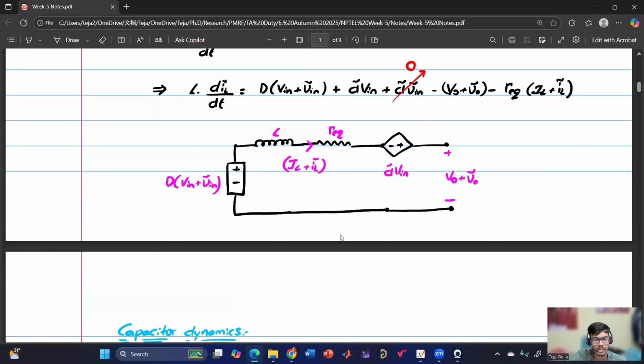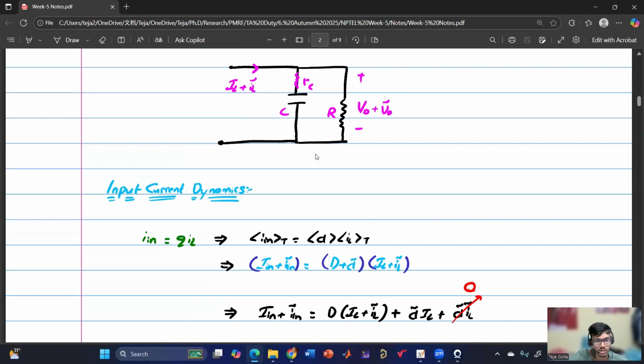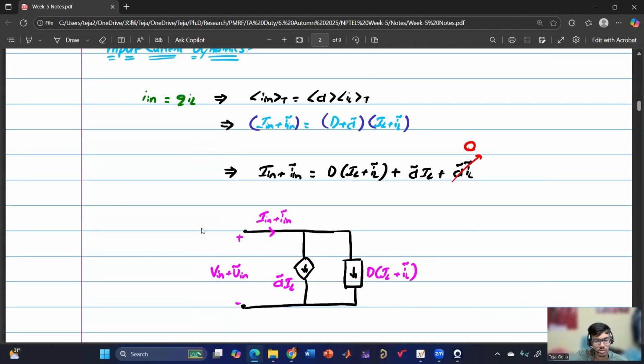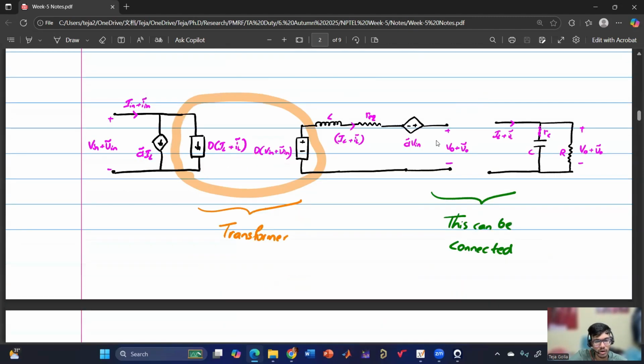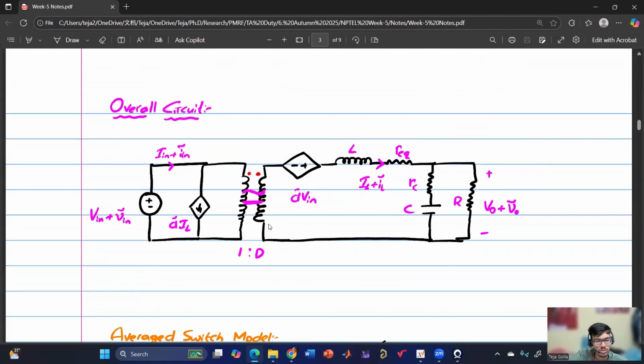So from the inductor, we got this equivalent model. The same thing we did for the capacitor, and we got the model. And for the input current also we did the same thing. And now we have combined all of them, and we have put in a transformer model, because the relation is like a transformer. So we have put a transformer which has both DC as well as AC components. That's why this representation.